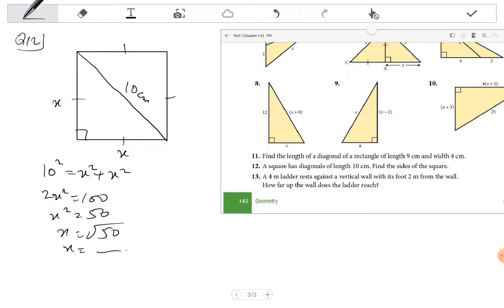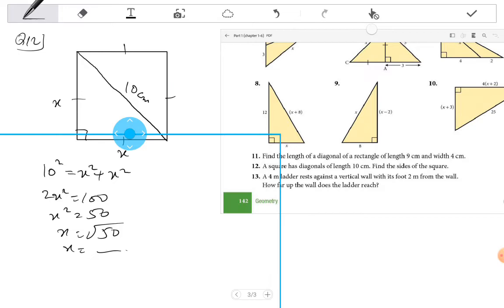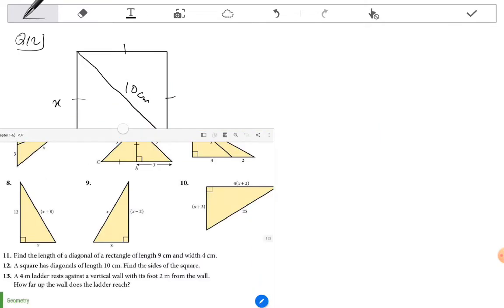A ladder rests against a vertical wall. Its foot is 2 meters away from the wall. How far up the wall does the ladder reach? This is how you apply the knowledge of right angle triangles in daily life context.